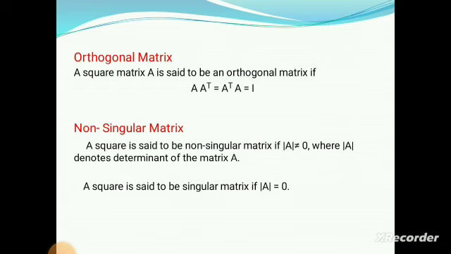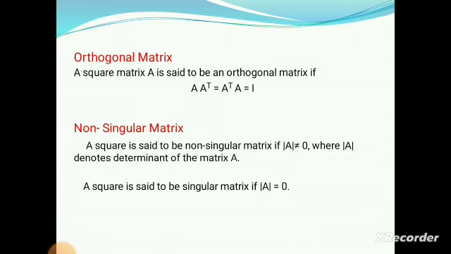Next we have the orthogonal matrix. A square matrix A is said to be orthogonal if A transpose A is equal to the identity matrix. If the A transpose multiplied with the A matrix, or the A matrix multiplied with A transpose, is equal to the identity matrix, then it is said to be an orthogonal matrix.